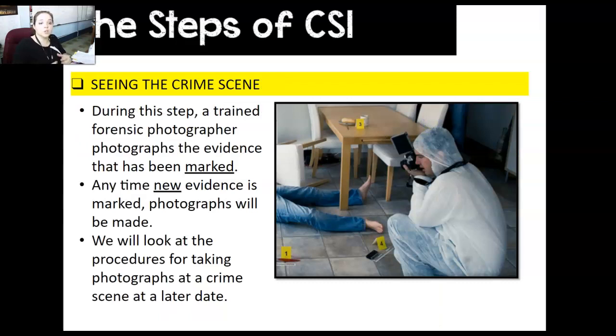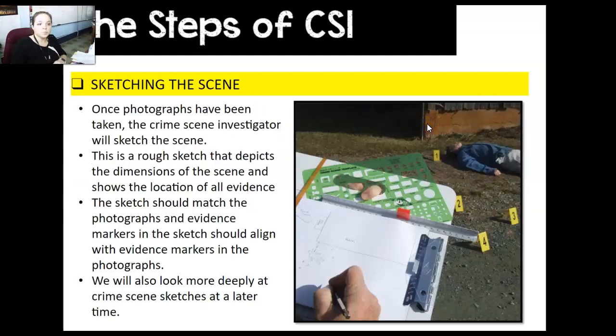The purpose of this step is to allow records of the scene to be made quickly and efficiently. During this step, a trained forensic photographer photographs the evidence that has been marked. Any new evidence is marked and photographs will be made, because they may have missed something and the photographer would be like, "Ooh, what about this?" Or somebody comes up, so they get pictures of that. We will look at the procedure for taking photographs at a crime scene at a later date and at a different time.